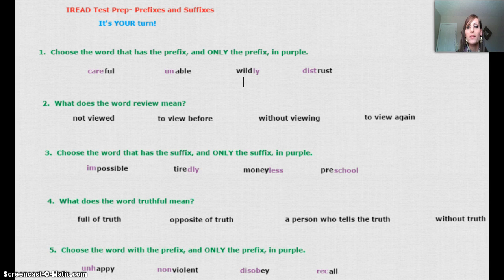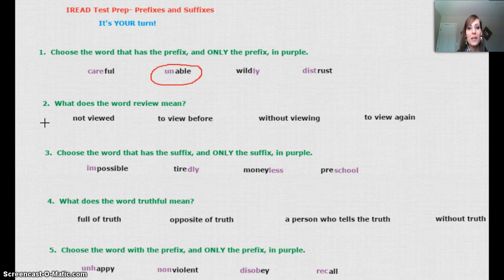Wildly. Wild is my root word, but ly got added to the end of my root word. Ly is a suffix, not a prefix. Distrust. Trust is my root word, but they have D-I-S-T in purple. Dist is not a prefix. My answer is unable. Did you get it correct? If you did, give yourself a point or a smiley. Move on to number 2.